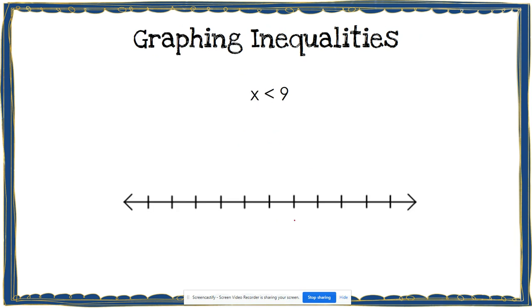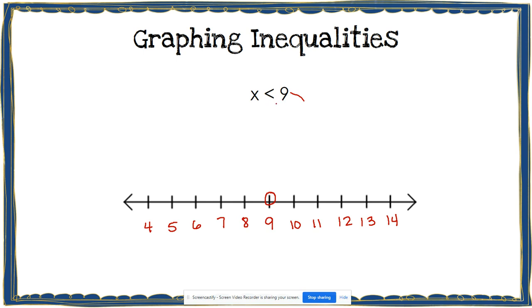Now, inequalities can be graphed on a number line. This inequality says x is less than 9. If I graph this on a number line, I can place 9 here, which means this would be 10, 11, 12, 13, 14, and these would be 8, 7, 6, 5, and 4. If I were to place x is less than 9 on the number line, I would go to 9, and the first thing I would do is put a circle. Now, what I need to remember is that there is a difference between an open circle and a closed circle. In this inequality, I see that x is less than 9.